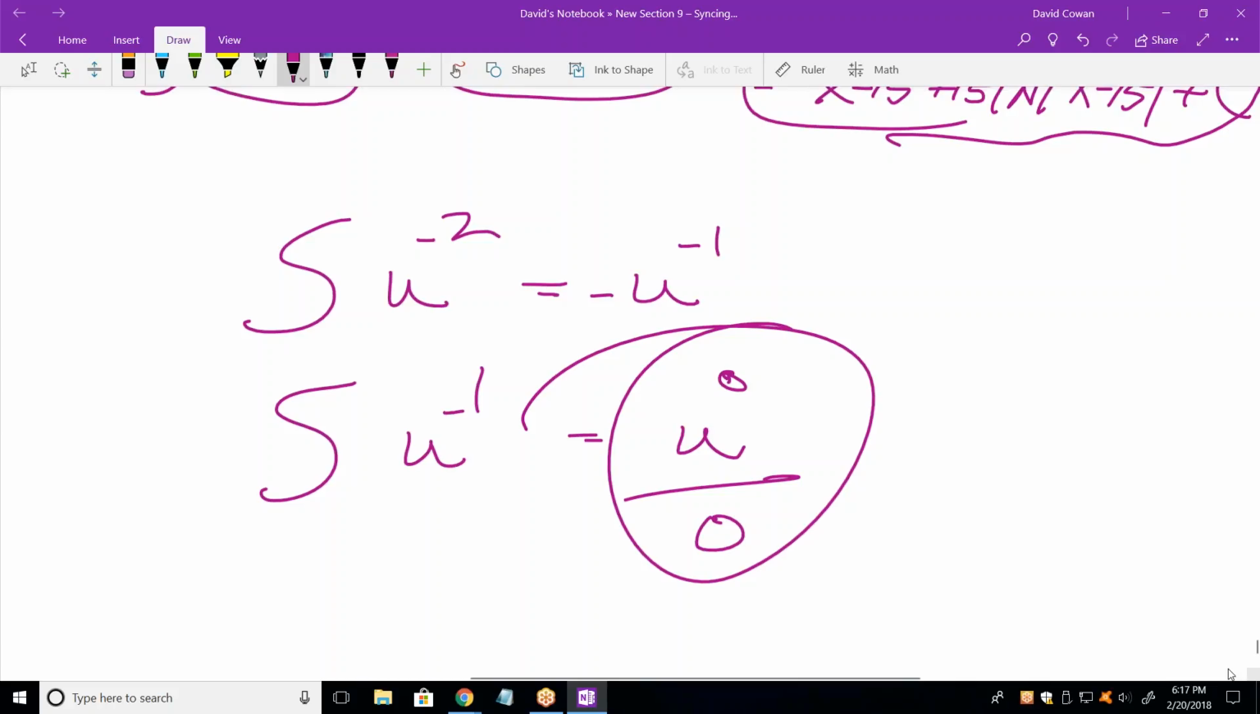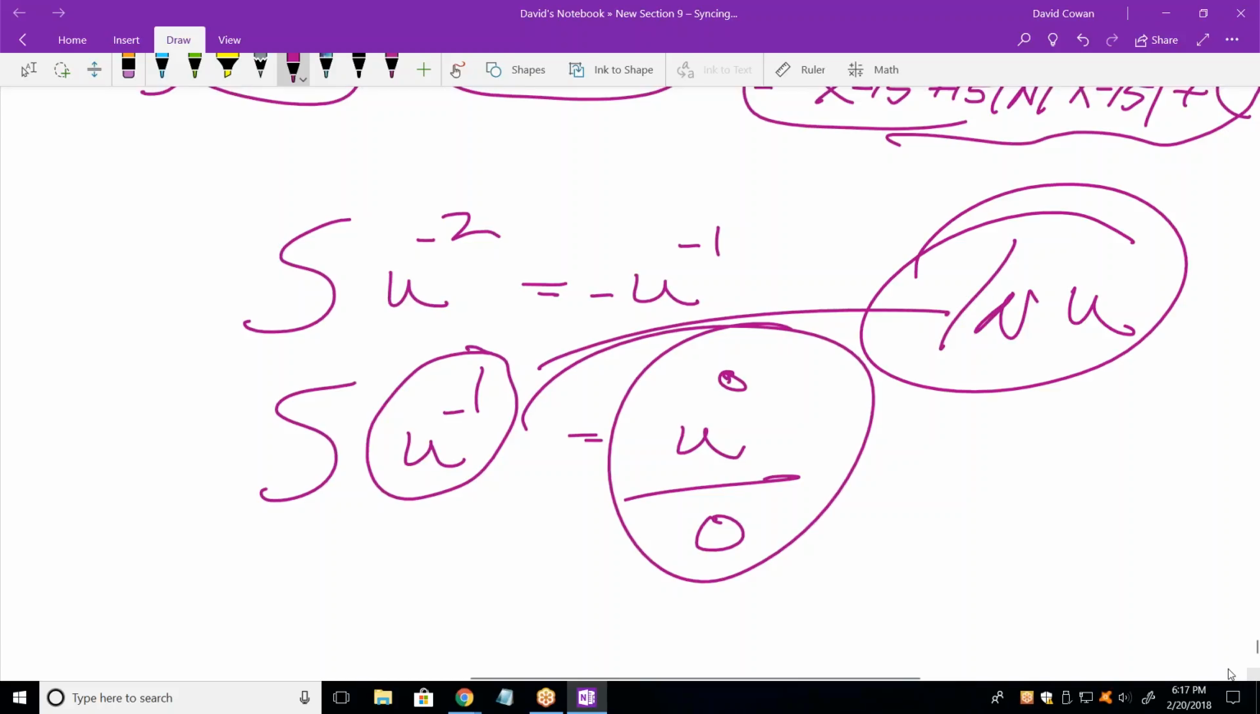So remember that is unique. You cannot solve that using the power rule. That is the only power that you cannot solve by the power rule. That's the one that's reserved: natural log of u is the answer.